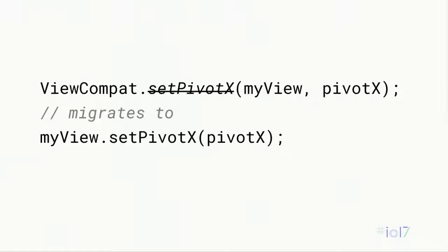So for example, viewcompat.setPivotX is now going to show up as deprecated. And you can replace that with a call to the actual setPivotX method, because that exists. There are some methods where we have workarounds for bugs in existing versions. So it may still be useful to be calling viewcompat. But anywhere that's been deprecated, you can go ahead and migrate away from. And we'll be removing those methods in a later version.